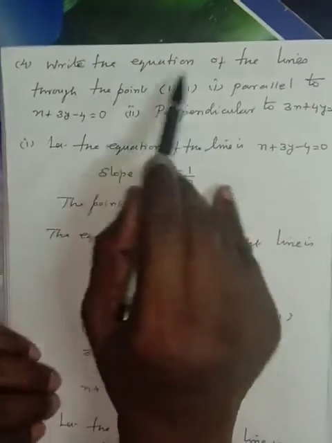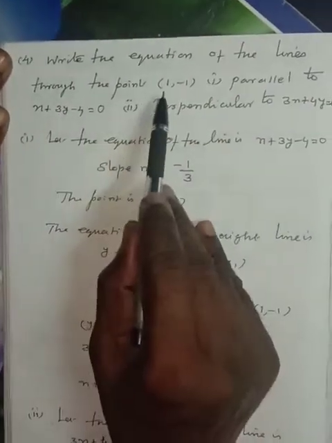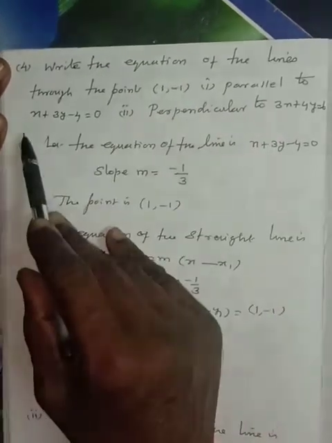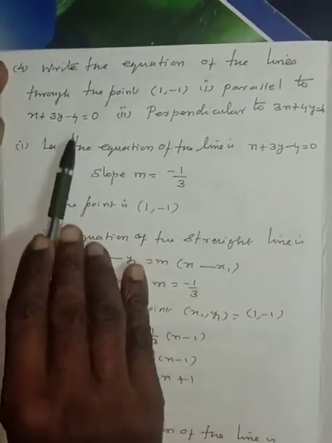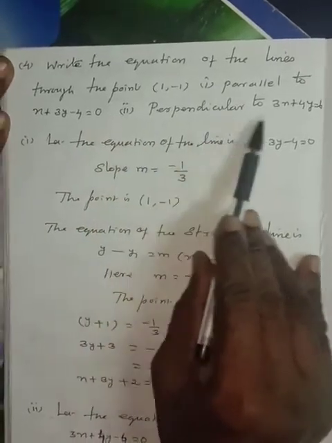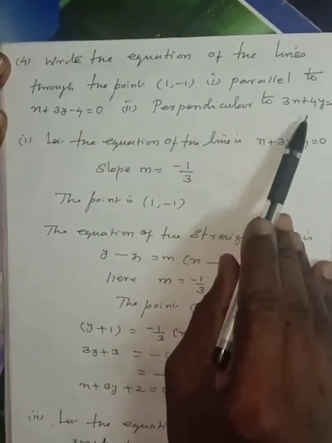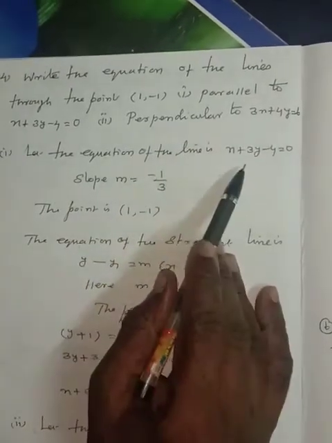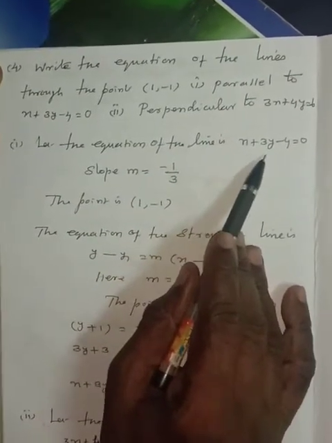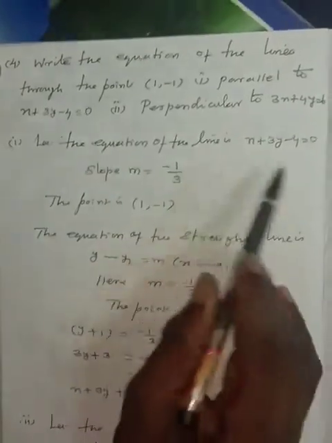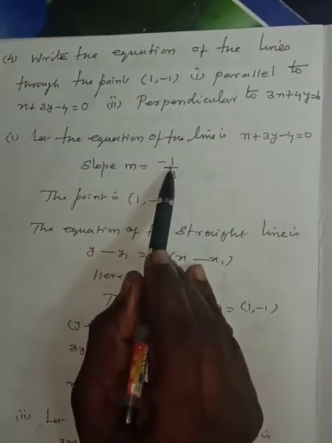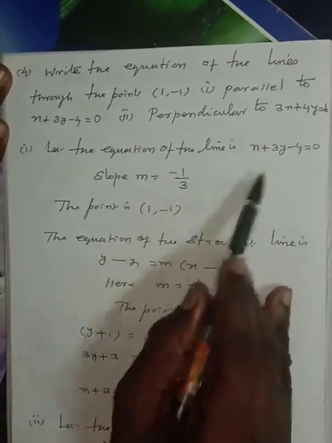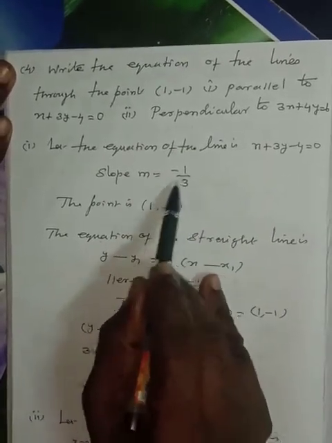Write the equation of the lines through the point (1, minus 1). Subdivision number 1, parallel to the straight line x plus 3y minus 4 is equal to 0. Number 2, perpendicular to the straight line 3x plus 4y is equal to 6. Subdivision number 1. Let the straight line be x plus 3y minus 4 is equal to 0. Slope of the straight line is minus coefficient of x term divided by coefficient of y term, minus coefficient of x term is 1 whole divided by coefficient of y term is 3. So minus 1 by 3.